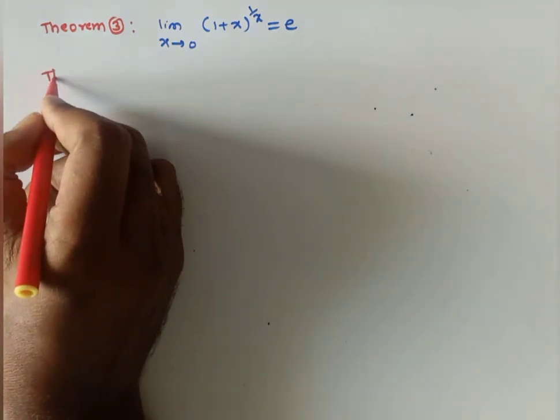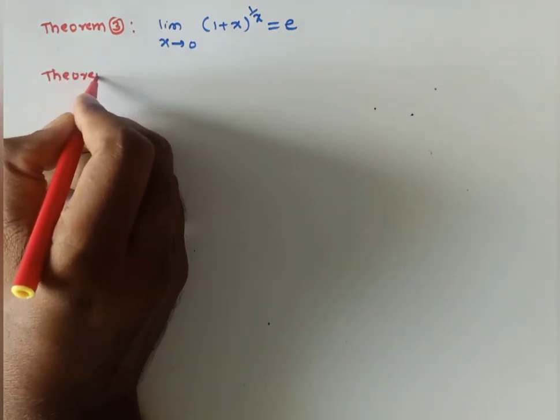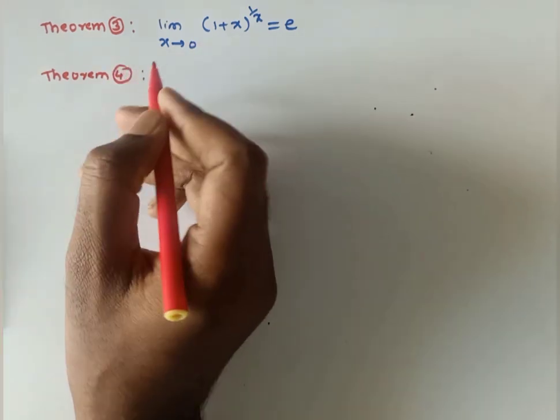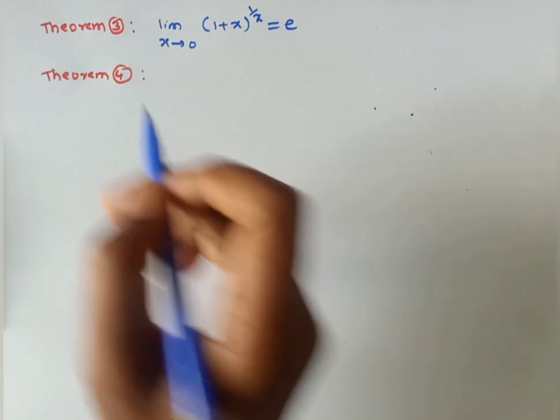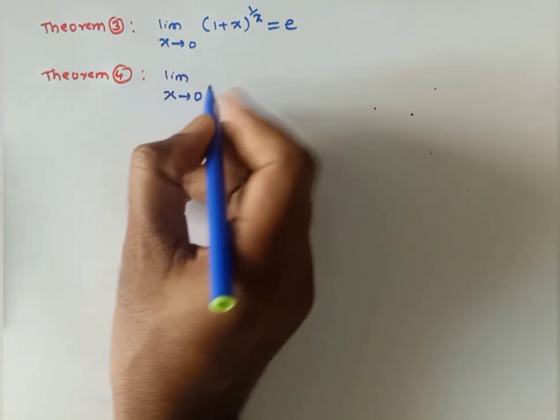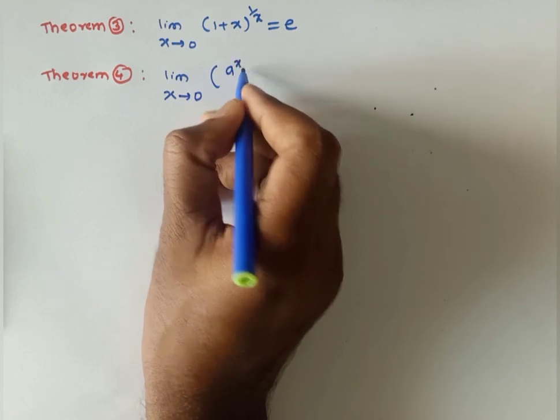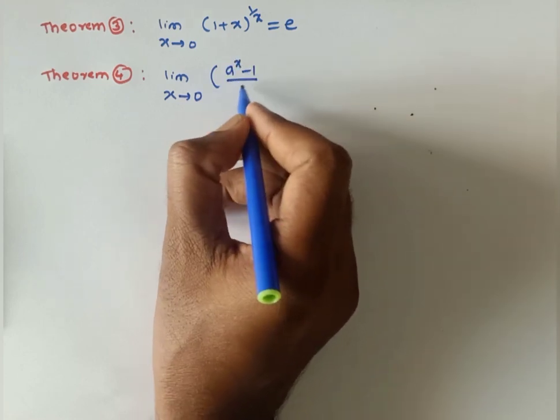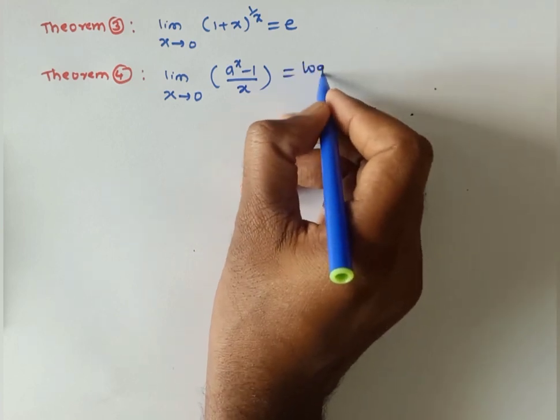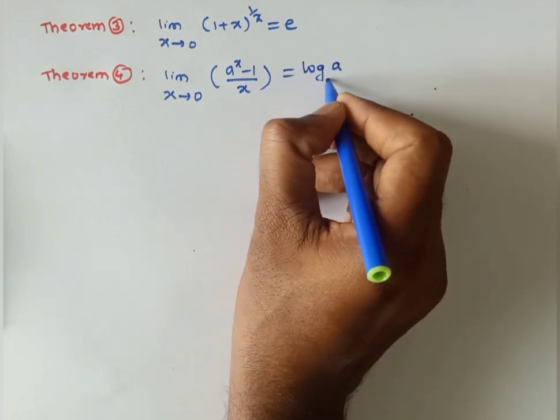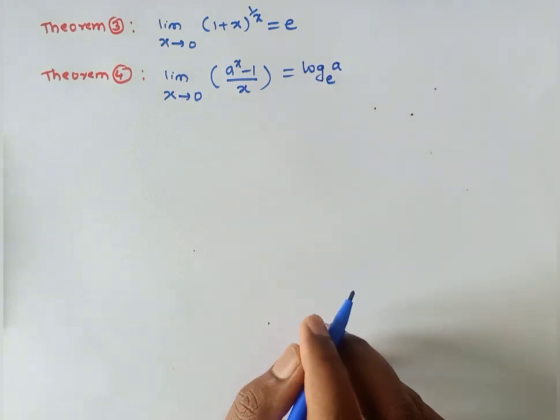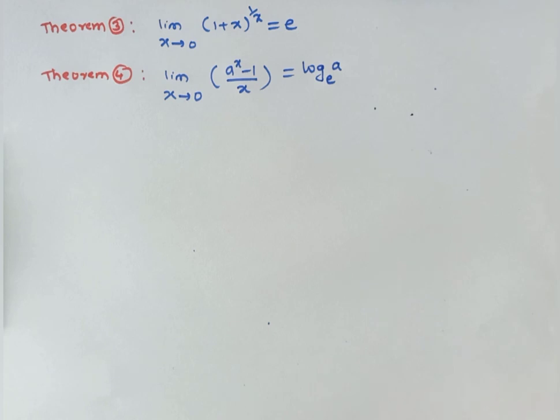Now in higher classes we will show how it comes. So next, theorem 4. Limit x tends to 0, a to the power of x minus 1 divided by x is, so this is the logarithm of a to the base e.